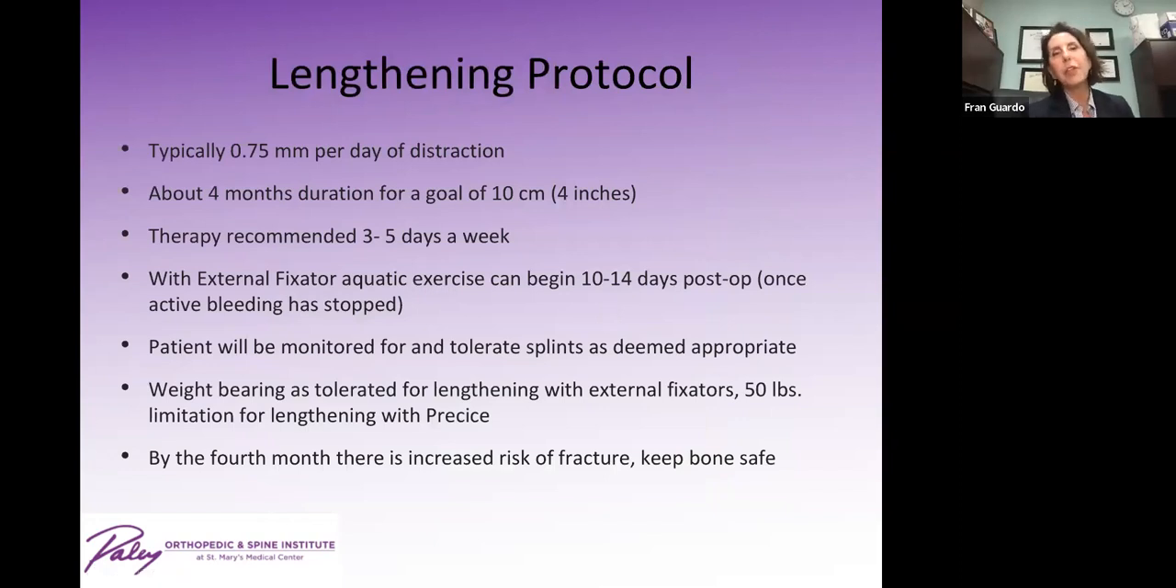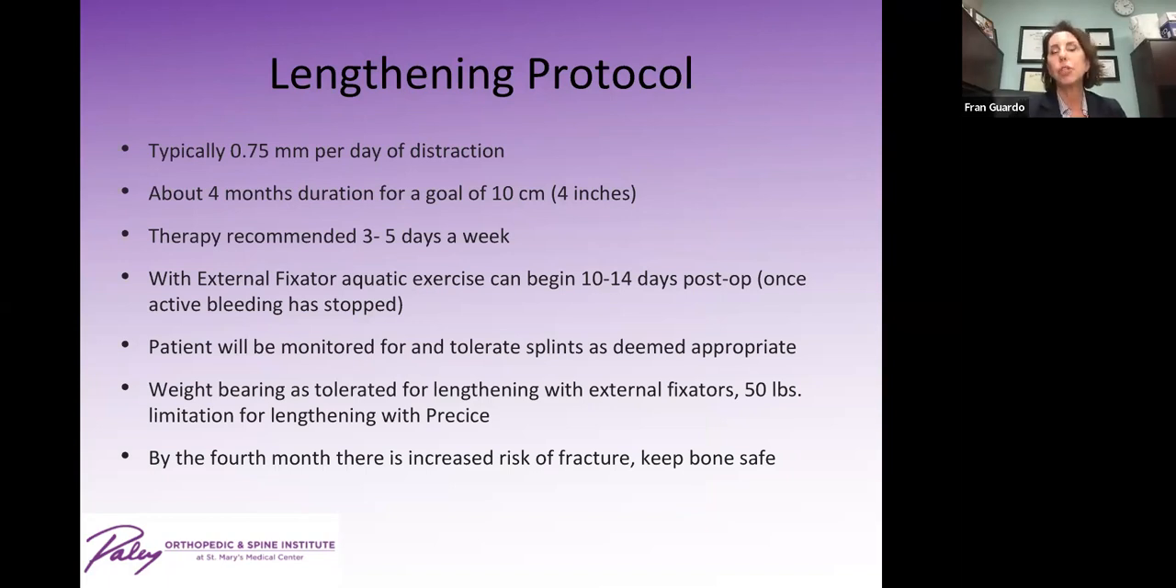So let's talk about the lengthening protocol. With the upper extremity humeral lengthening, it's typically 0.75 millimeters of distraction per day. Typically, we also don't begin that distraction until 1 week post-op. The distraction goes on for about 4 months. Please be aware that if the patient begins to get tight and lose range of motion, they may slow that down. So it may go down to 0.5 millimeters per day.